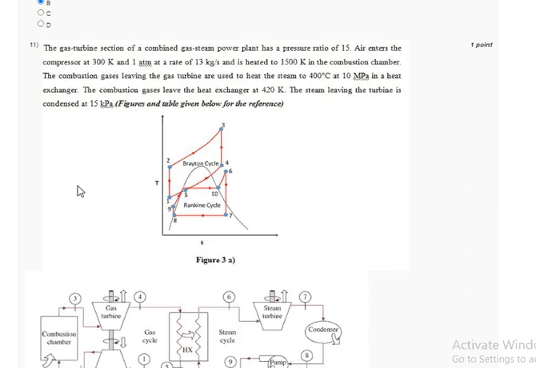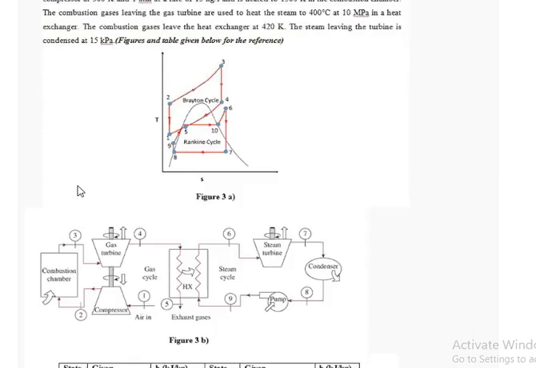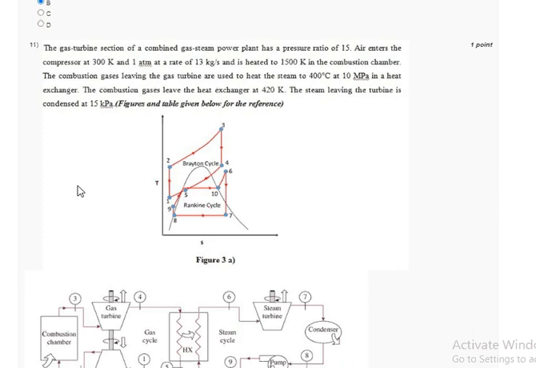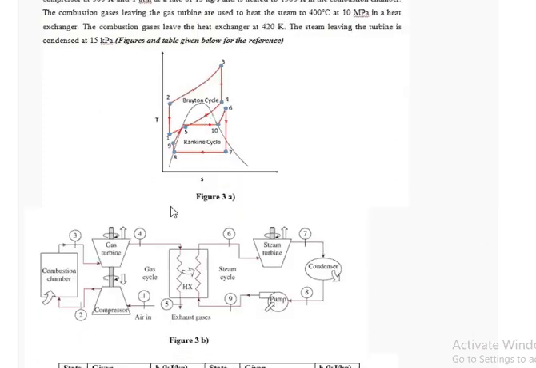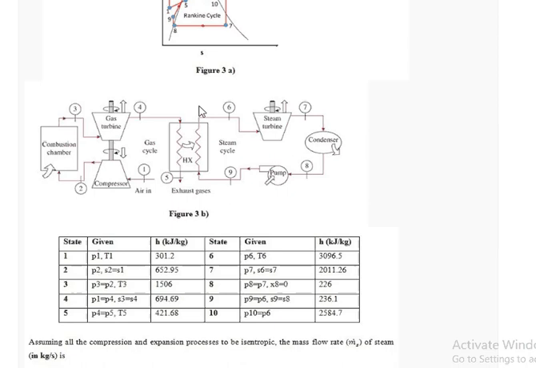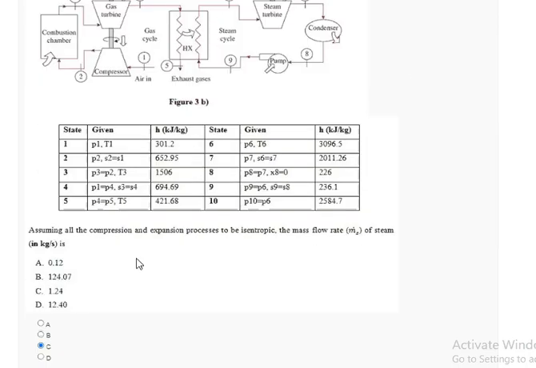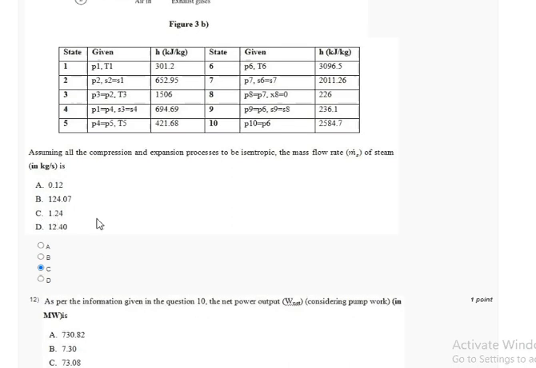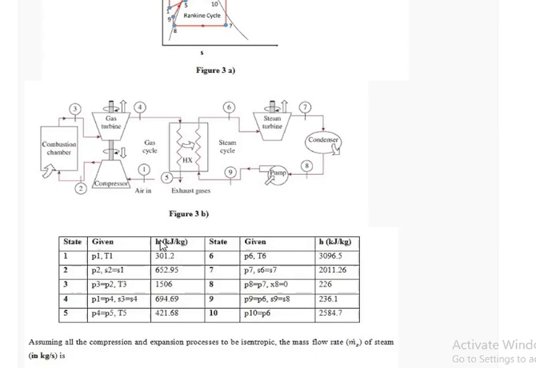Next question, question number 11. It is a combined gas turbine and steam power plant. So you have to find the steam leaving the turbine. Here you will do the energy balance. Heat given by the gas is equal to heat taken by the water. So if you apply the energy balance, you will get the answer of C, 1.24. So 1.24 is the correct answer for this question.